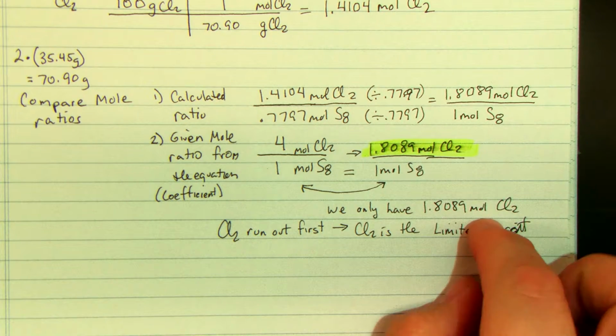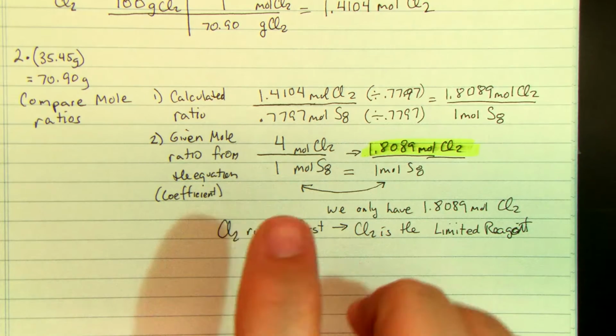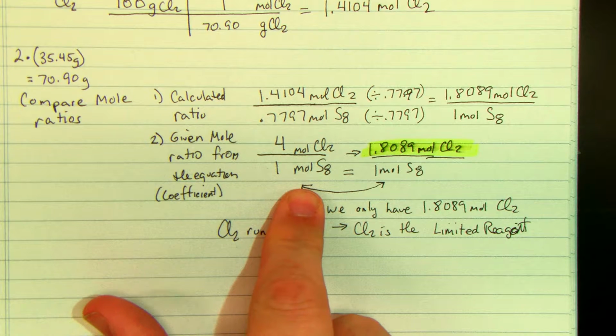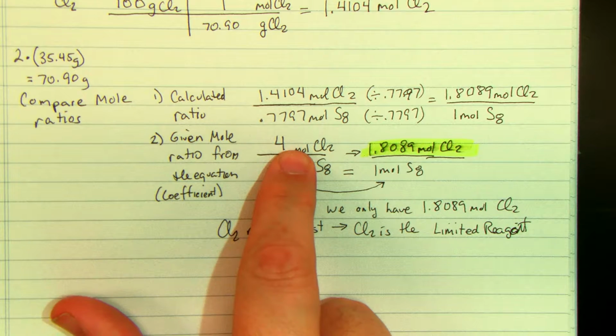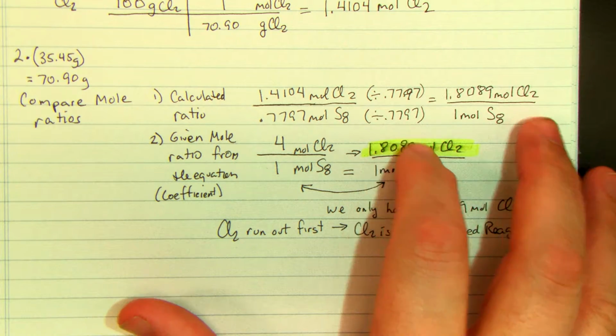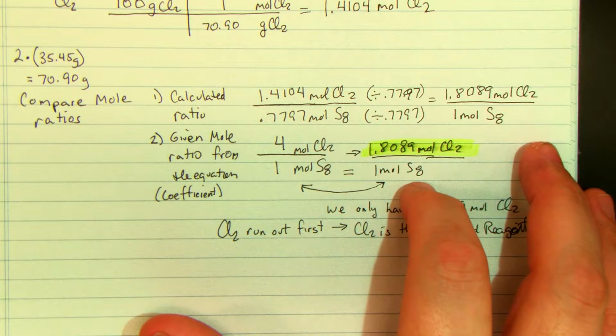it says I need 1 mole and I need 4 moles to make this all happen. So if I want to use up all 1 mole of the S8, I need 4 moles of chlorine. But I only have 1.8089, so it's not going to take all. I'm going to have extra sulfur afterwards.